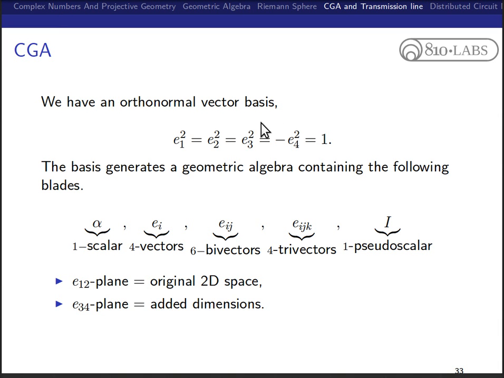We have an orthonormal vector basis. E1, 2, and 3 are vectors that we've already defined, and we add to them E4, which squares to -1. It's expressed like this. This basis generates the geometric algebra of these elements: one scalar, four vectors, six bivectors, four trivectors, and one pseudoscalar, which is a quad vector. The E12 plane is the original space, which you can think of like the Smith chart. The E34 plane consists of the added dimensions, and that's sometimes called the Minkowski plane.